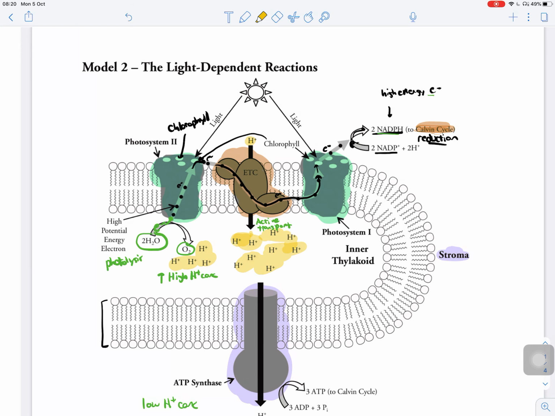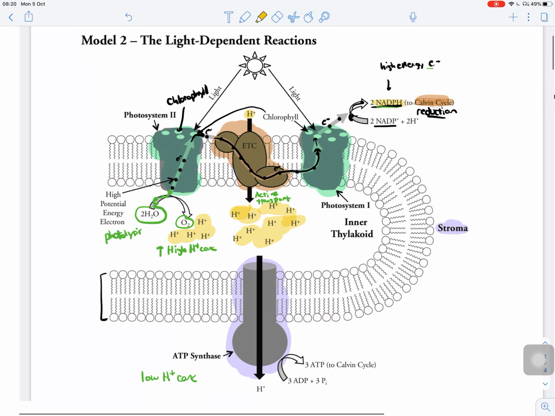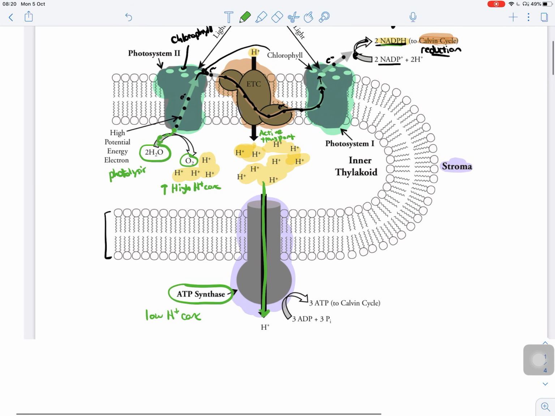Now, all we've created here is NADPH. All these hydrogen ions are going to move through this enzyme called ATP synthase. As they move through, that high concentration gradient versus low concentration gradient is going to help convert ADP and 3 inorganic phosphate into 3 ATP molecules. So we're making ATP here, we're making energy.